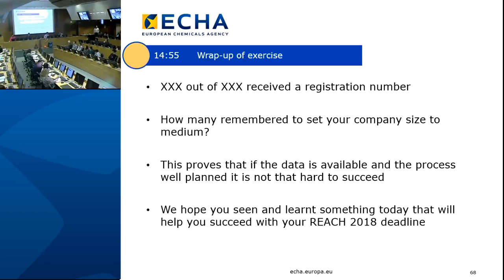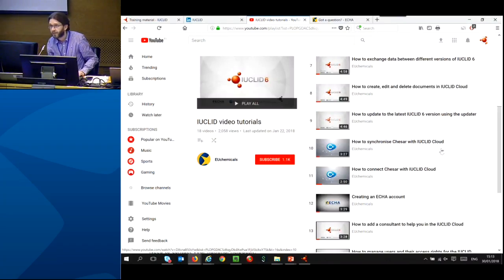Yeah, and there is a nice video tutorial to guide you through these steps. So if you are using Chesar and you are using the cloud, then you can go on the EU Chemicals YouTube channel and watch this 2-3 minute video tutorial on how to connect Chesar with IUCLID Cloud. They show all the steps, and it's really easy to synchronize the two versions together.